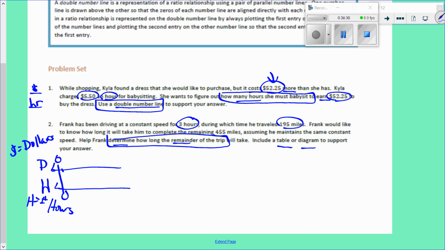First entry, 0, 0. My next entry, how many dollars does she make per hour? $5.50 in 1 hour. My next entry is going to be $11 in 2 hours. And that's going to keep going. I'll give you a hint. The last interval you'll have to have is 55. So that'll be the interval right past 52. Okay? So if you build this to $55, then you'll figure out where that interval is that you need to be at. Okay? So lots of help for you guys. Hopefully you guys will be able to do this one pretty easily.